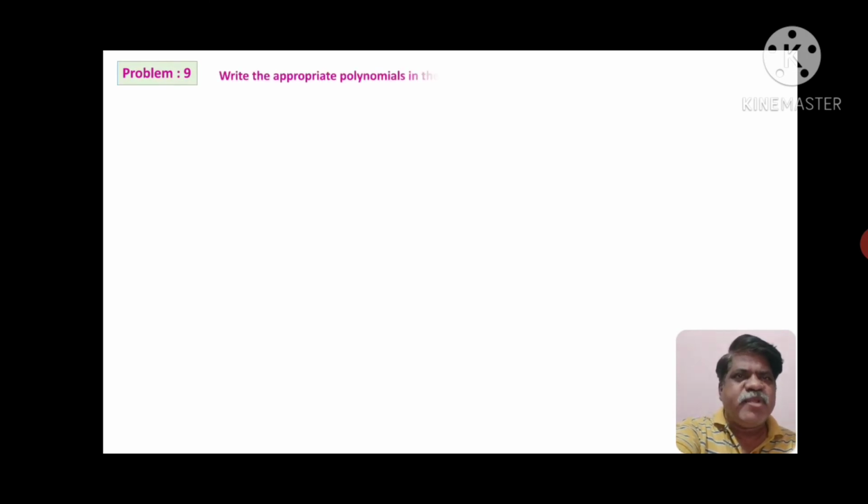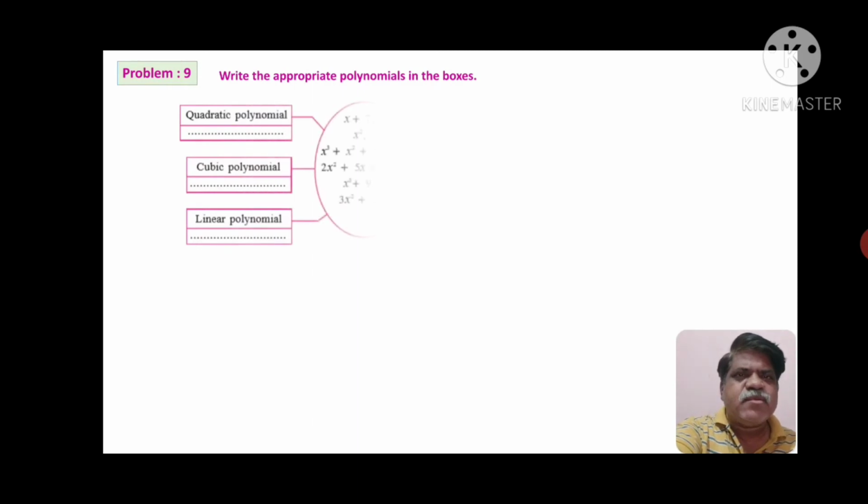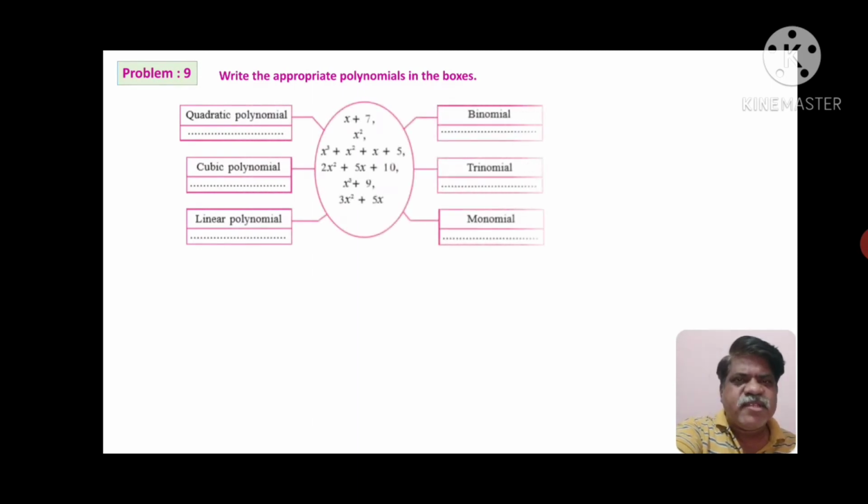Friends, we will consider now problem number 9. Write the appropriate polynomials in the boxes. The problem given is like this. It is just like an activity based problem. You can see we have to write the quadratic polynomials, cubic polynomials, linear polynomials, binomial, trinomial and monomial among the polynomials given in the oval shape circle. Those are x plus 7, x square, x cube plus x square plus x plus 5, then 2x square plus 5x plus 10, x cube plus 9, 3x square plus 5x.